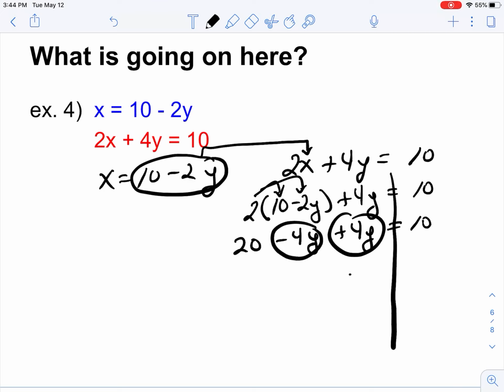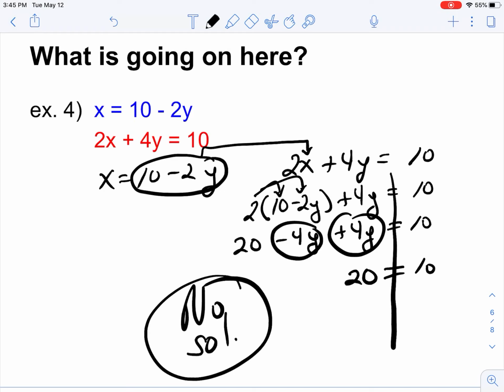Combine your like terms. And this one comes to an early end. We've got 20 equals 10. Okay, remember what's going on here? When the variable is completely gone, ask yourself, are you left with a true statement? Is 20 equal to 10? The answer is no, so this would be no solution.